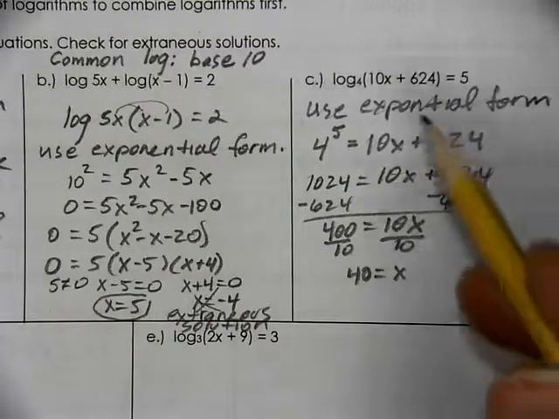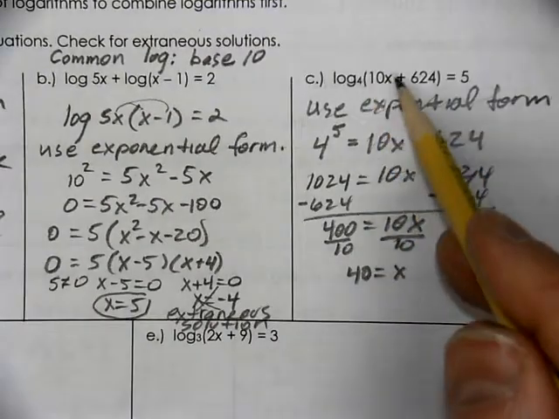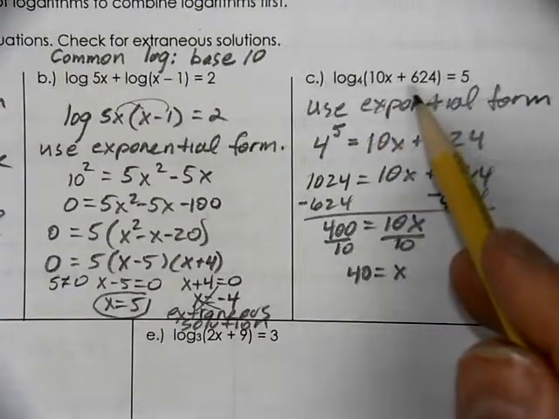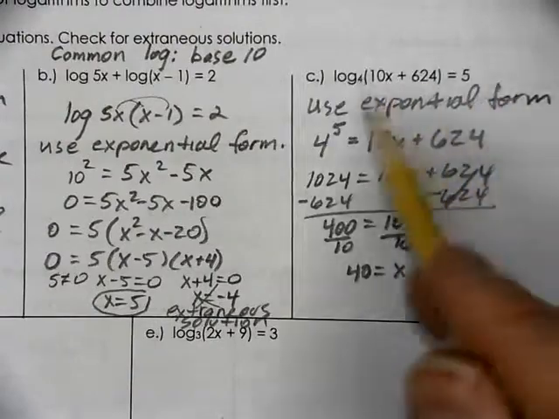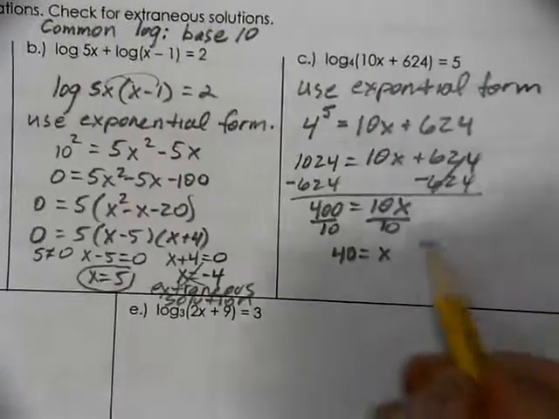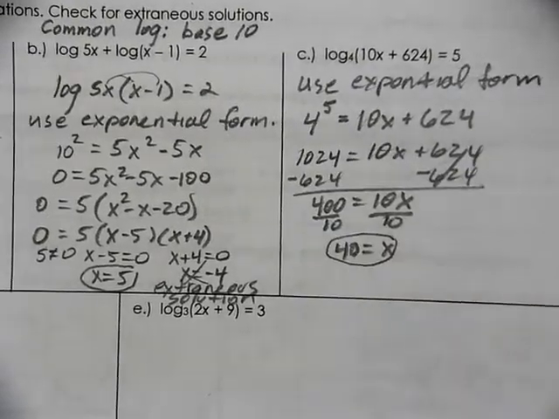So when I plug 40 back in, 10 times 40 is 400, plus 624 is 1024. 4 to the 5th power is 1024. So I know that that gives me a positive number.